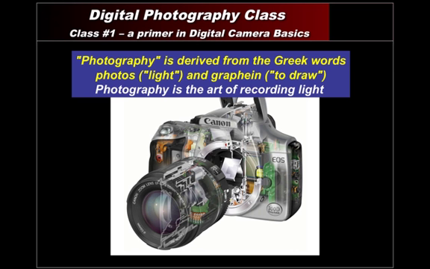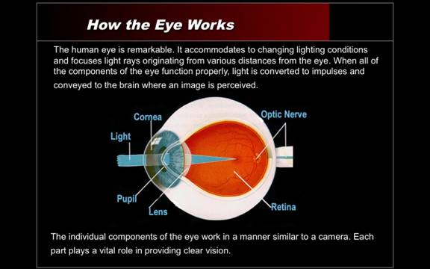Photography is an interesting word in itself because it's derived from two Greek words: photos, meaning light, and graphein, meaning to draw. So photography, in other words, is really just the art of recording light and, in essence, drawing with light. More or less, it's very much like the eye, and the eye is a remarkable thing.